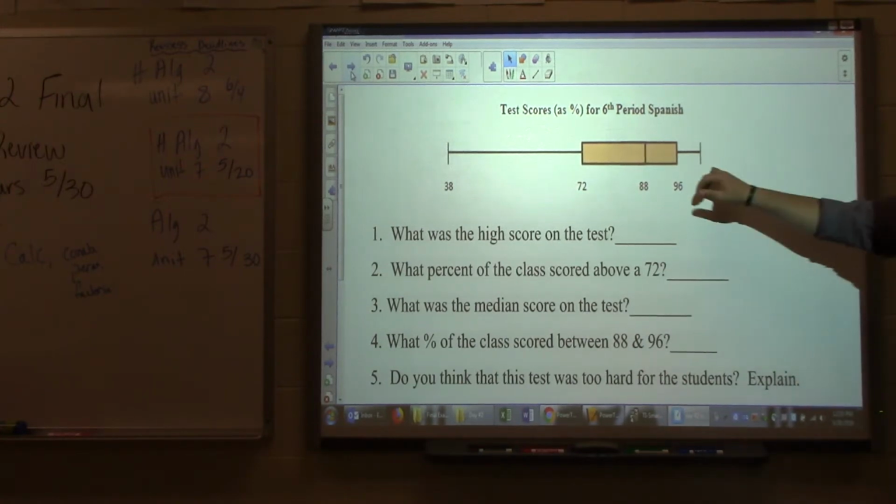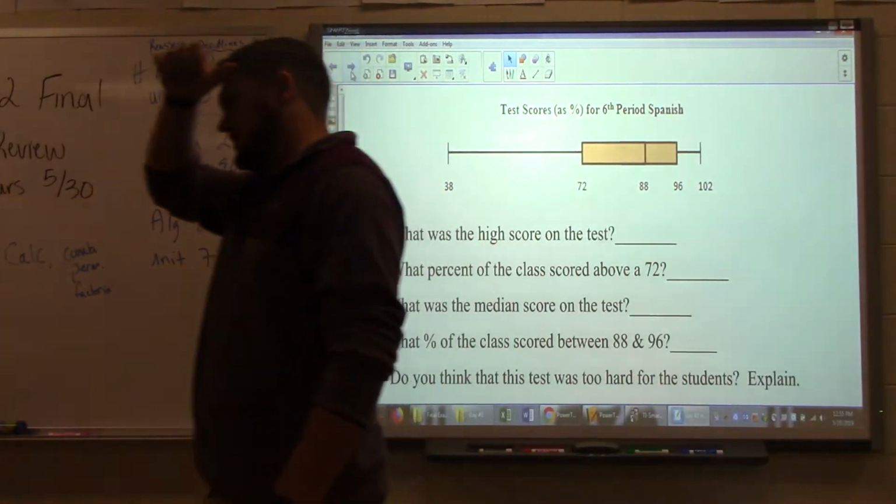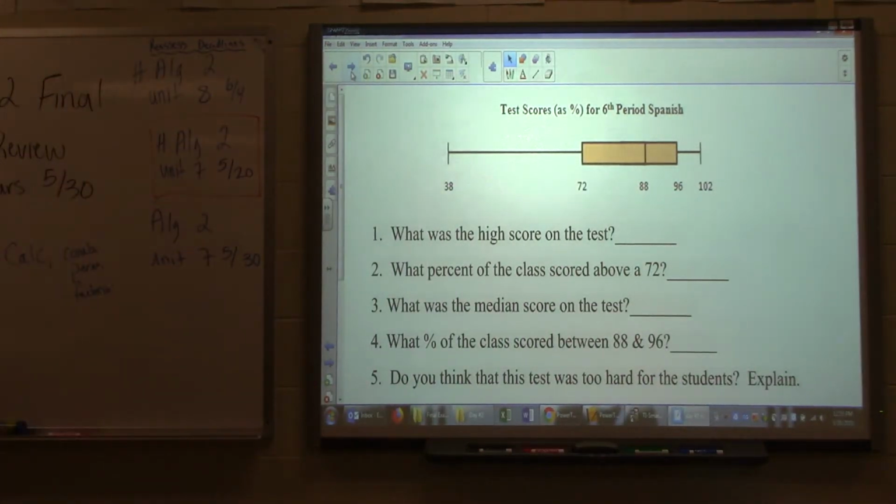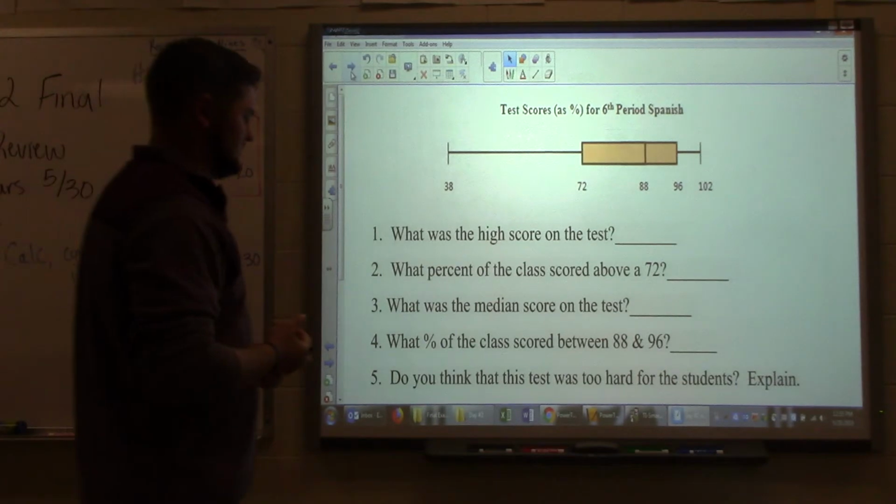What do all the different parts here, all these numbers, what does each number mean? Let's start with that, before we even look at the questions. What are those 5 numbers up there?